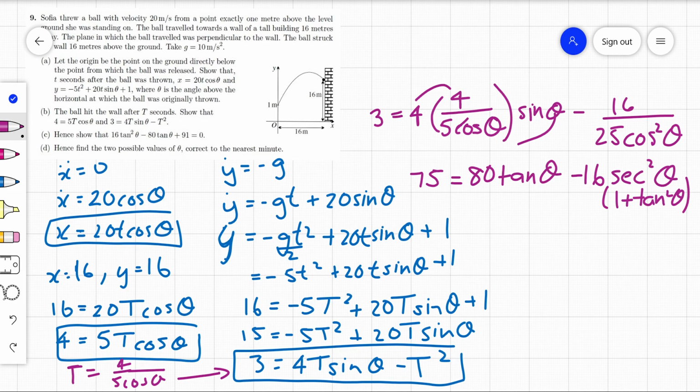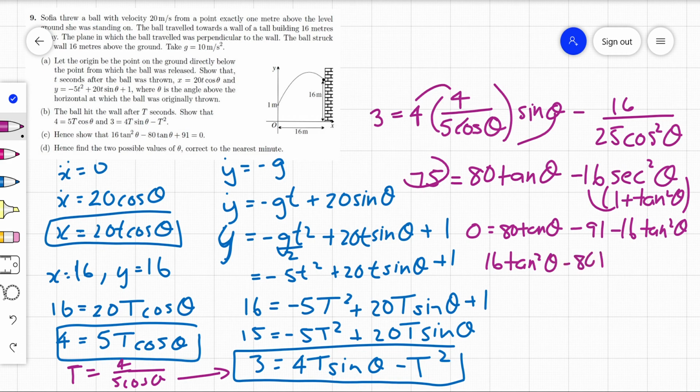So if I put everything on one side, I've got the 80 tan theta, but I've also got a minus 16 and a minus 75 from that side. So minus 16 is from there. So minus 16 minus 75 is 91. And then we've got this negative 16 tan squared theta. So actually, if I put it all on the other side in order, 16 tan squared theta minus 80 tan theta plus 91 equals 0. So that's the one that we were looking at.